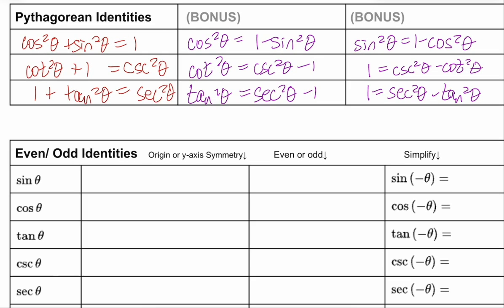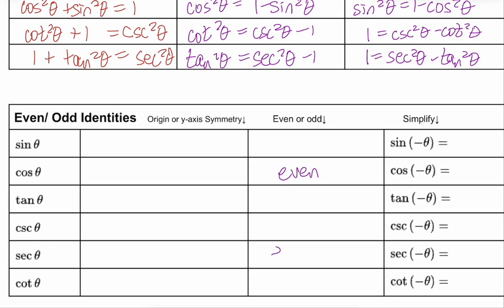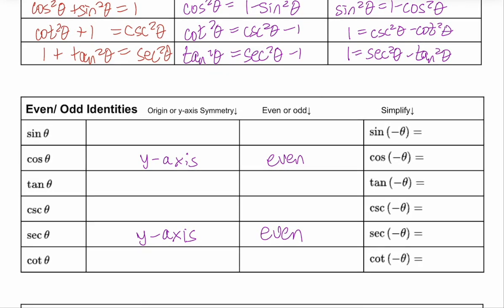Okay. For the even and odd section, if I were the person doing this, I would immediately jump to the cosine and the secant being even. So that means they have y-axis symmetry. And you don't have to write the whole word y-axis symmetry. Just write y-axis. I know what you're talking about. So they are the only ones that the negative can just disappear. It doesn't do anything. So it can just be canceled out.